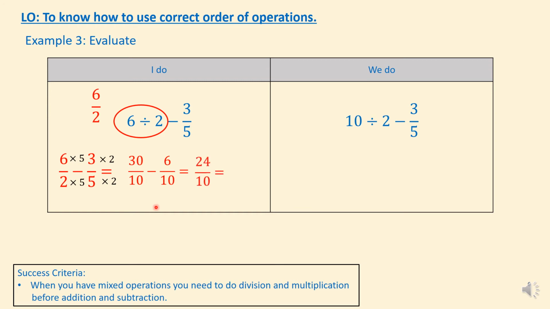Now I can write my answer as a mixed number. How many times does 10 go into 24? 2 times, 4 left over 10. You can still simplify this one. If you divide both by 2, you end up with 2 whole 2 over 5, if the question asks you to write your answer in its simplest form. Okay, now pause the video, have a go at the video question, please.